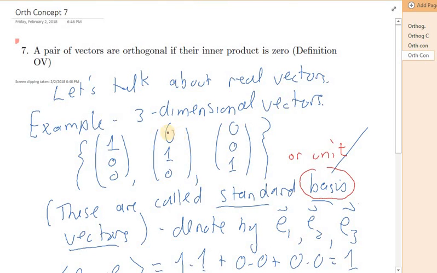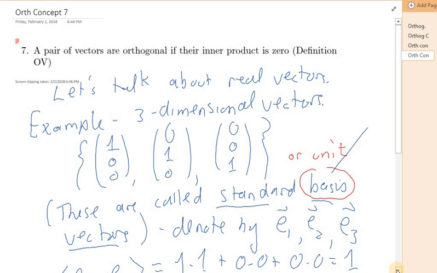Our next idea is the notion of orthogonal. A pair of vectors are orthogonal if their inner product is 0. Okay, so let's give an example. Let's talk about real vectors, and here's some three-dimensional vectors: 1, 0, 0; 0, 1, 0; 0, 0, 1. This is called standard basis vectors, and they're usually denoted by E1, E2, and E3. Sometimes they're called standard unit vectors.